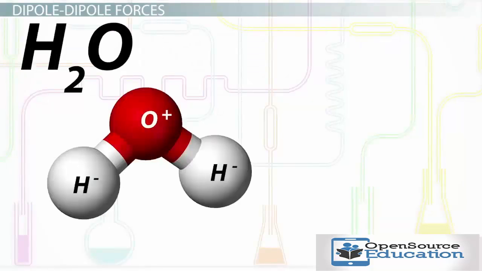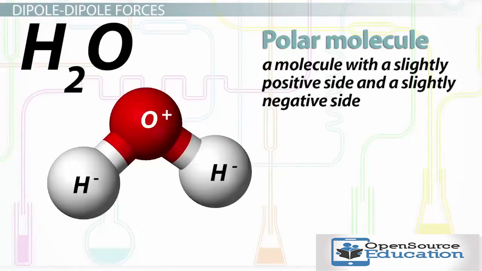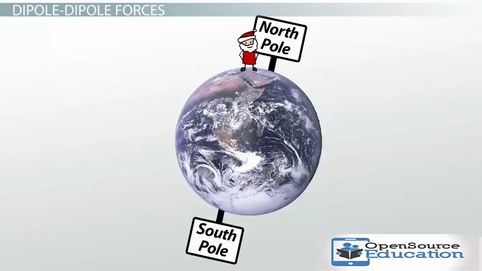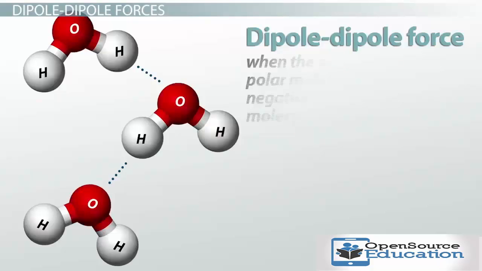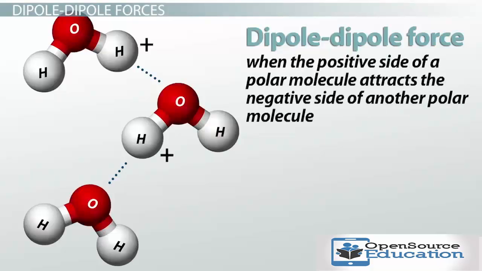We also talk about these molecules being polar. A polar molecule is a molecule with a slightly positive side and a slightly negative side. I always think about the north and south poles of the Earth to help me remember what a polar molecule is. A dipole-dipole force is when the positive side of a polar molecule attracts the negative side of another polar molecule. In order for this kind of bond to work, the molecules need to be very close to each other, like they are in a liquid.